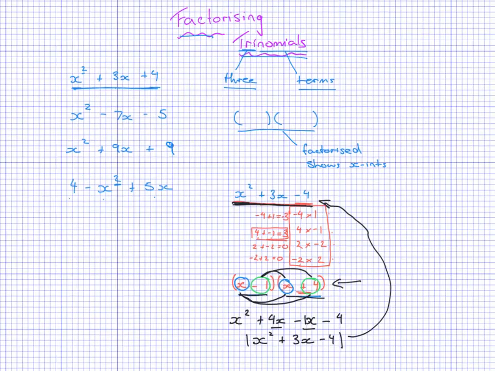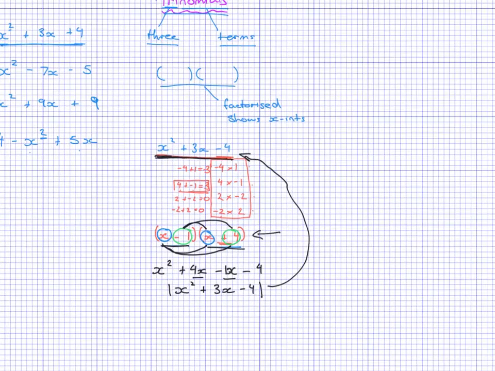All right, so to go through the steps again, you need 1, factors of the constant, which in this case was minus 4.